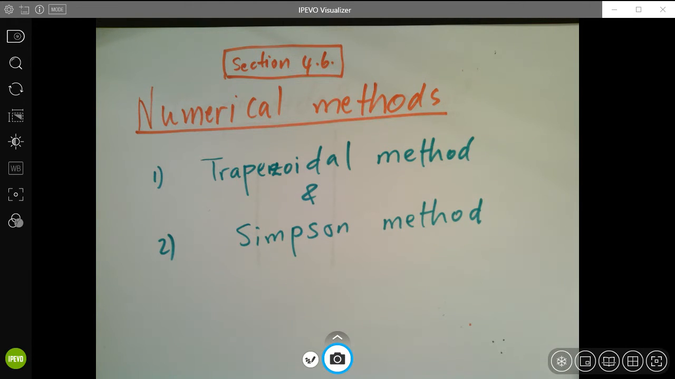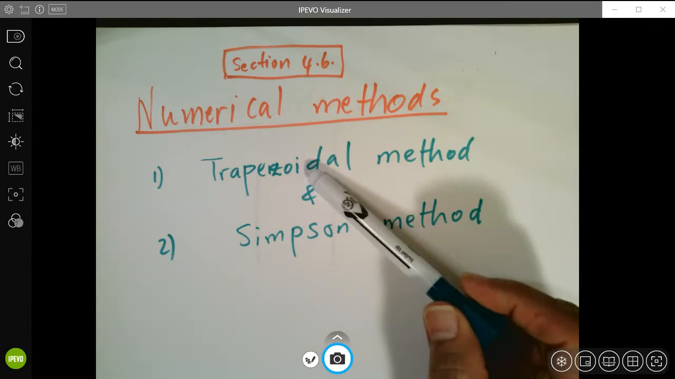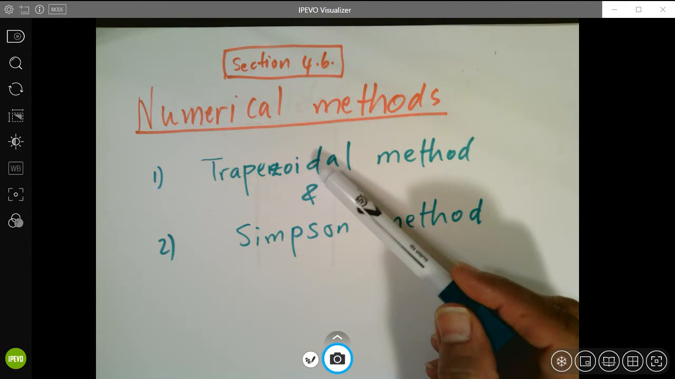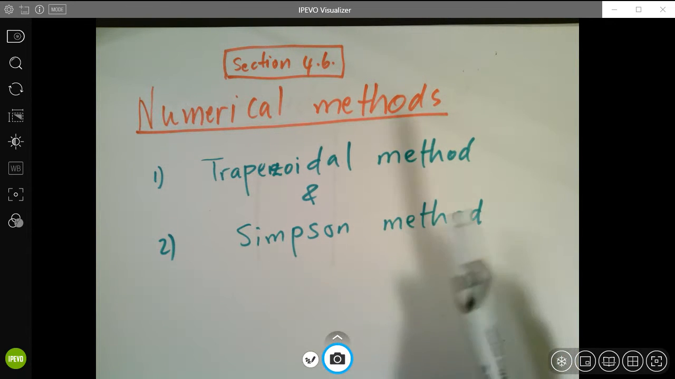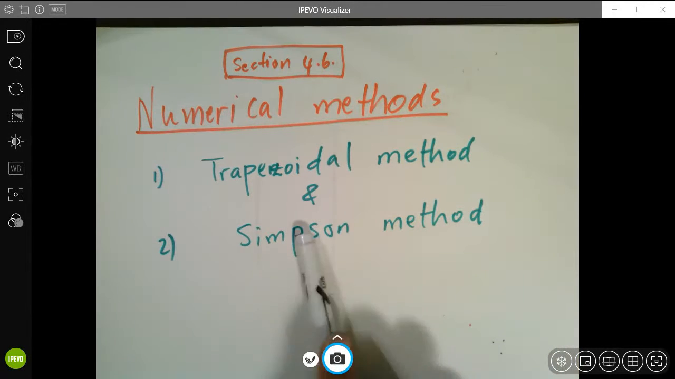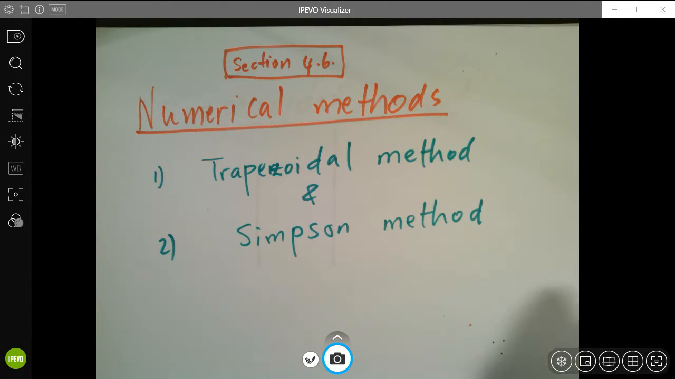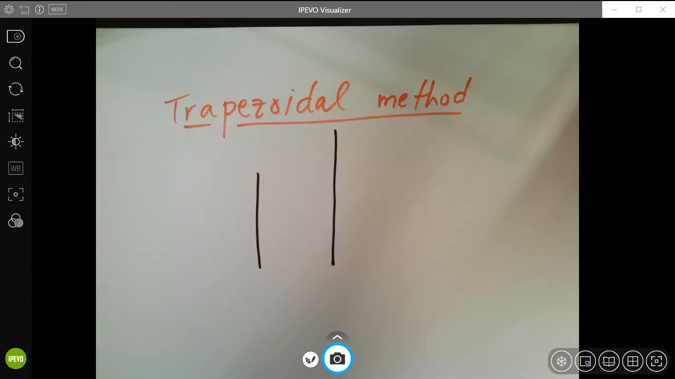One of them is the trapezoidal method. It's based on trapezoids. This is linear, and the other one is the Simpson method, and this one is quadratic. We give an approximation here with a linear function, and this one with a quadratic function.